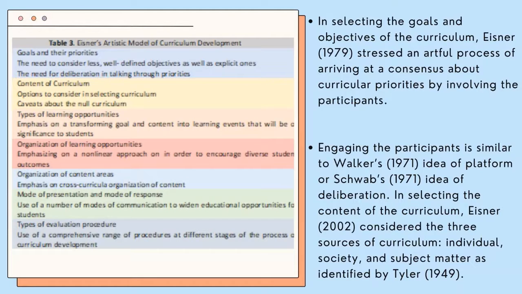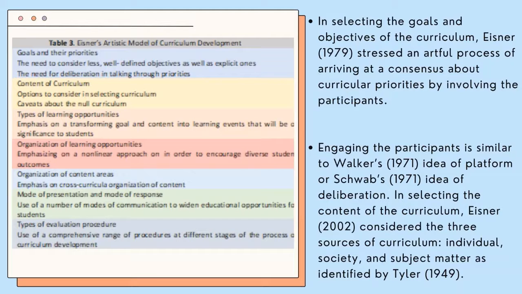So in the second part, which is content of curriculum, we have options to consider in selecting curriculum and caveats about the null curriculum. In selecting the content, Eisner considered the 3 sources of curriculum, which are individual, society, and subject matter as identified by Tyler. So accordingly, curriculum workers have to study and consider the sources in order to develop the curriculum content.